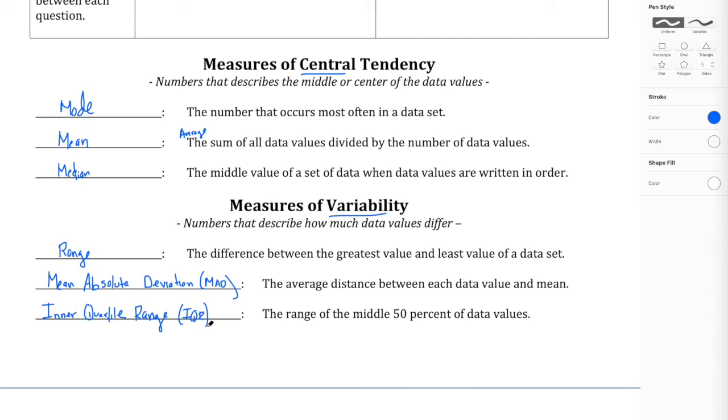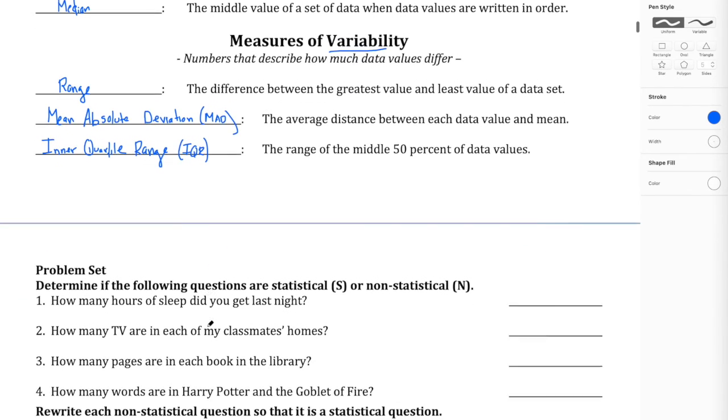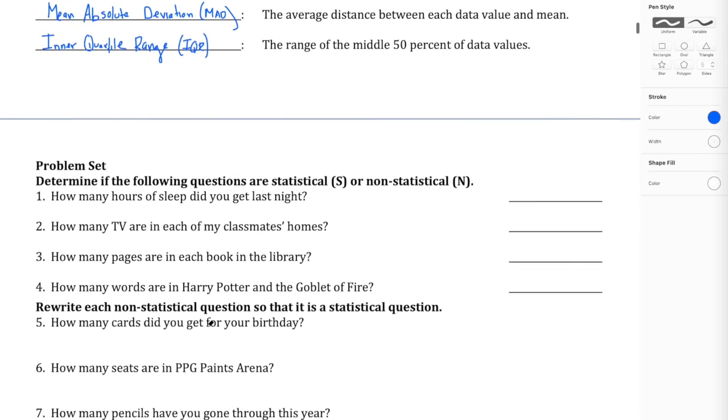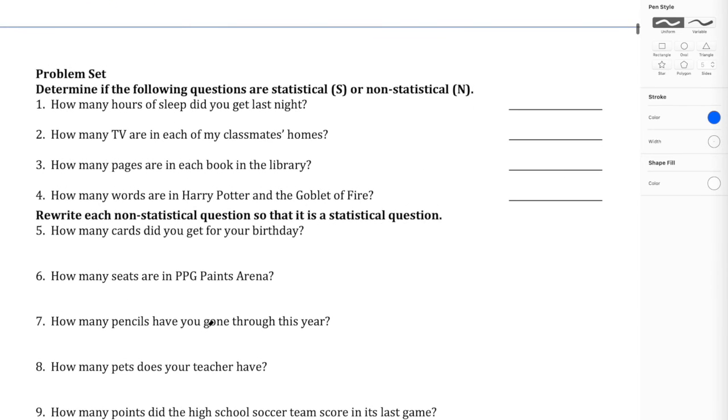Terrific. All right, so what we're going to do next is look at a few examples of questions and try to determine whether they are statistical or non-statistical. I'll leave some of these for you to work on on your own, but let's just look at one or two of these together. The first question says, how many hours of sleep did you get last night? If you think about that and you're like, oh, I got 7 hours last night. Well, that created one number. Since that's one number, that is non-statistical.